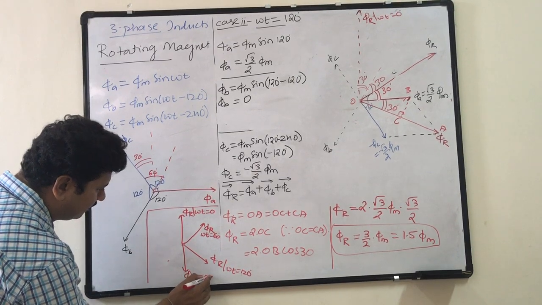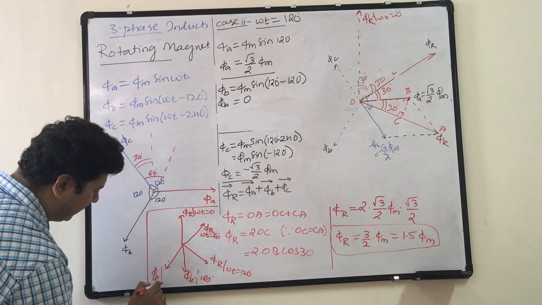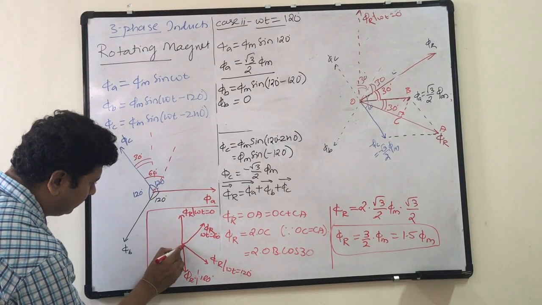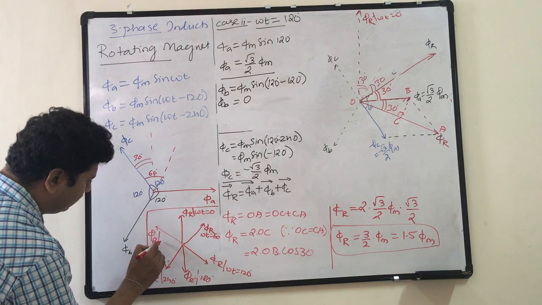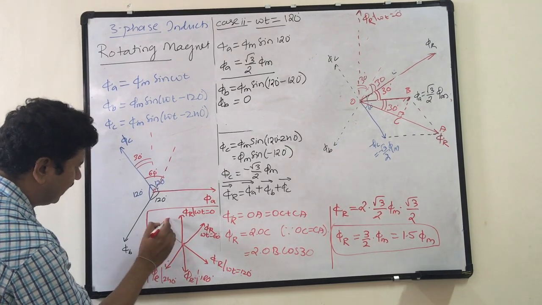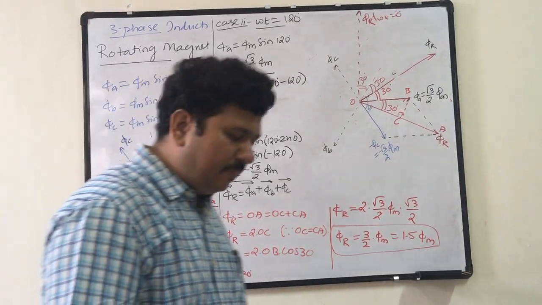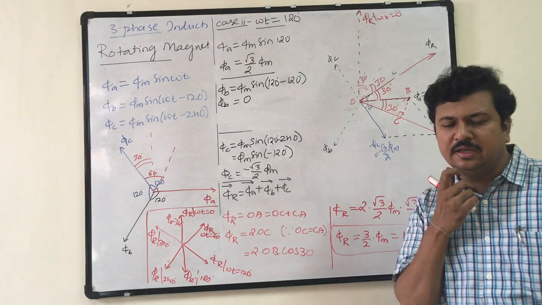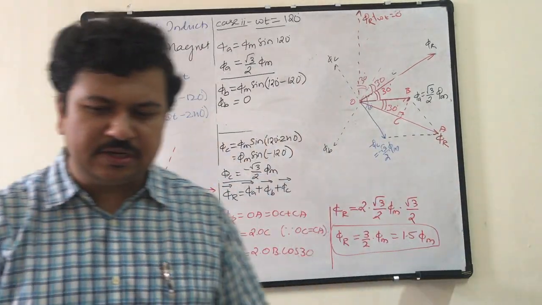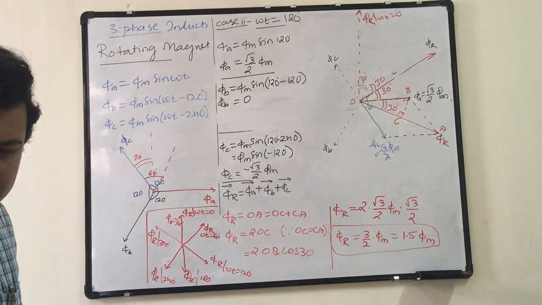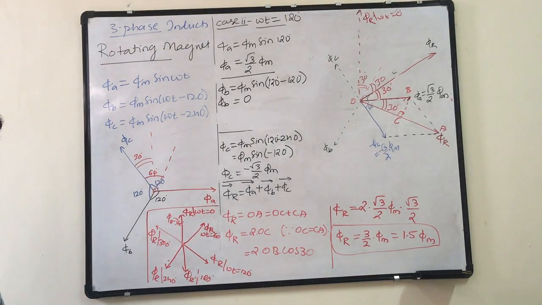phi r at 180 degrees, phi r at 240 degrees, phi r at 300 degrees and phi r at 360 degrees. So you observe the resultant magnetic field is not stationary, but it is rotating. Hence it is called a rotating magnetic field.